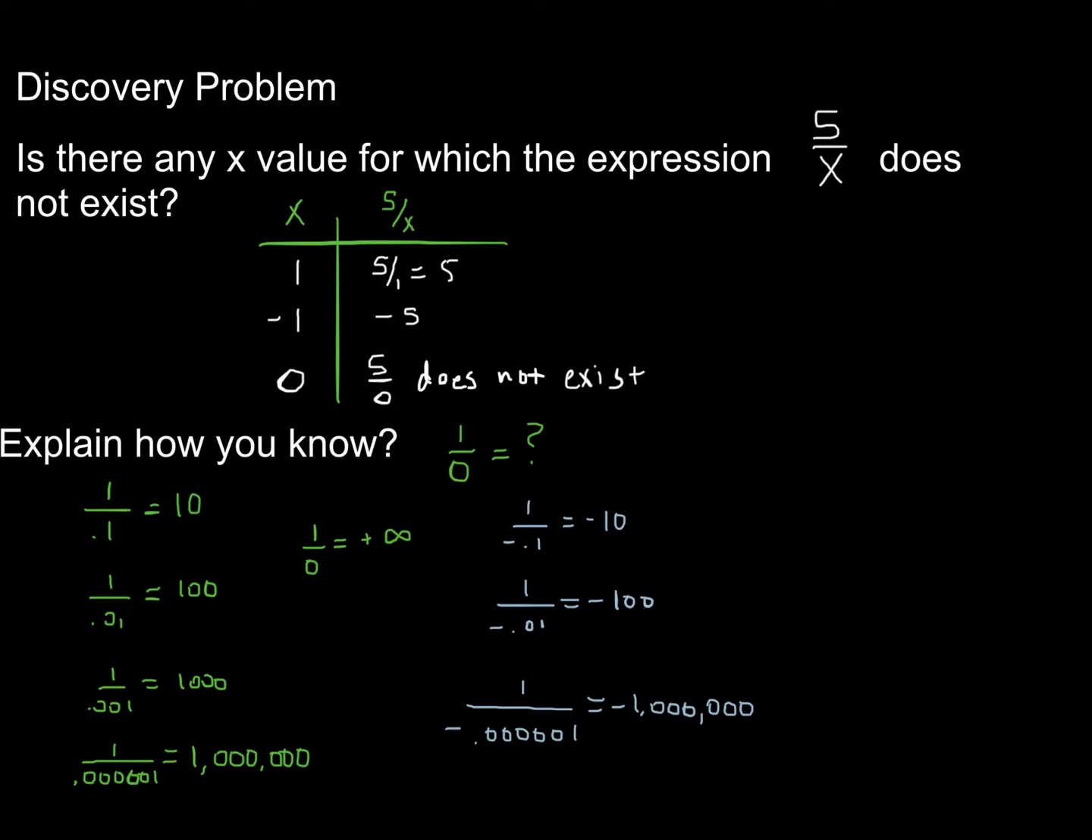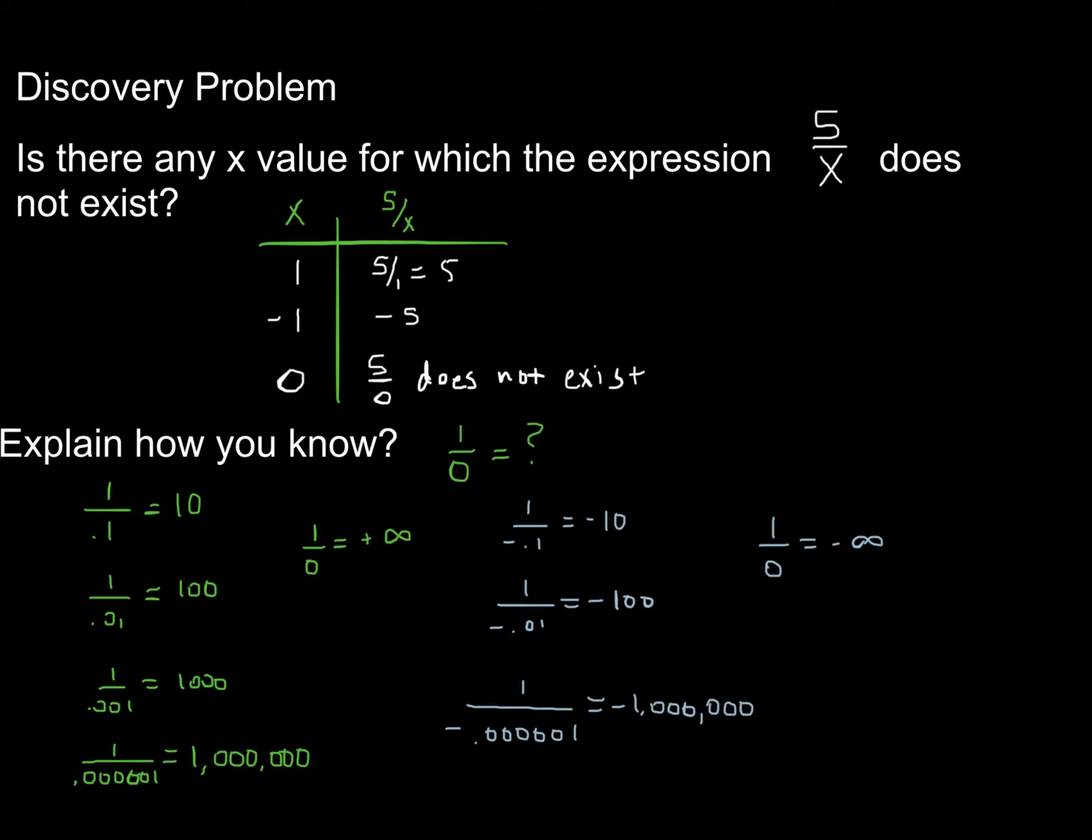So what seems to be happening here? Well, as you're getting closer and closer to x values, divisors of 0, but from the negative end, you're getting more and more negative values. So that would seem to lead you to believe that, well, as you're getting closer to 0, 1 divided by that number is going to be getting more and more negative. So you're getting closer and closer to negative infinity. In other words, this would lead you to believe that 1 divided by 0 should be equal to negative infinity.